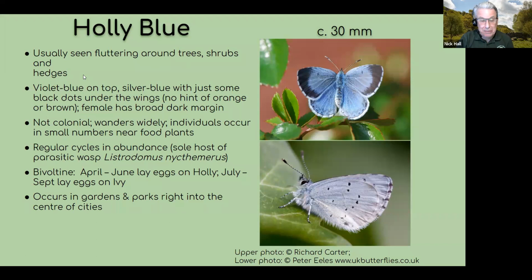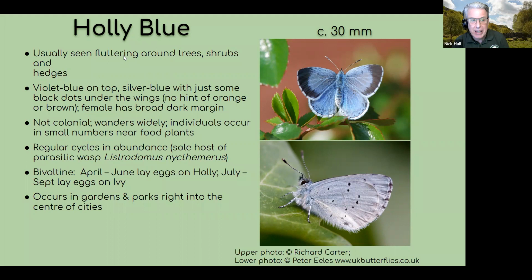Right, Holly Blue. Very commonly confused with Common Blue. How do you tell them apart while you're walking? It's just another blue butterfly that whizzes past you. You don't get much of a chance with Holly Blue, so you've got to use other clues to tell you what it is that you're seeing.